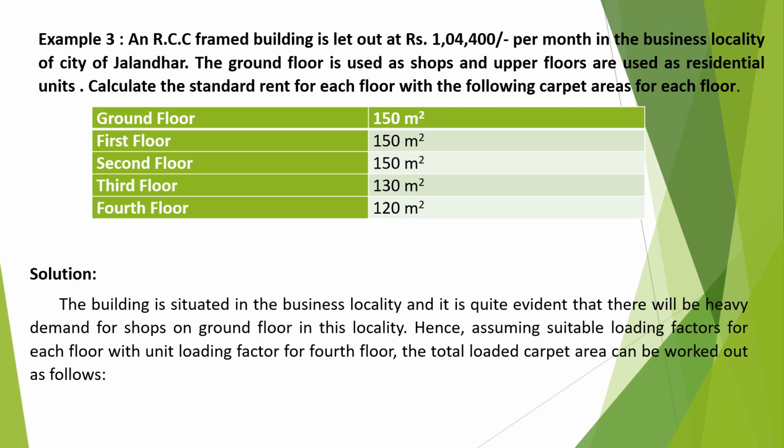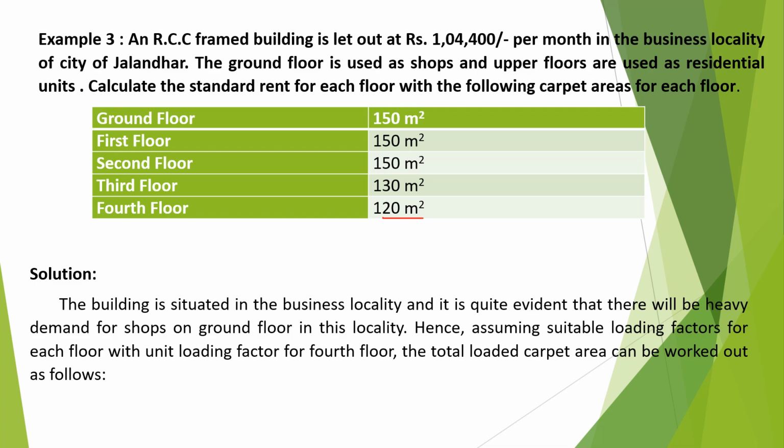An RCC framed building is let out at rupees 1,04,400 per month in the business locality of city Jalandhar. The ground floor is used as shops and upper floors are used as residential units. Calculate the standard rent for each floor with the following carpet area for each floor. Ground floor it is 150 square meter, first floor is 150 square meter, second floor is again 150 square meter, third is 130 square meter, and fourth floor is 120 square meter.